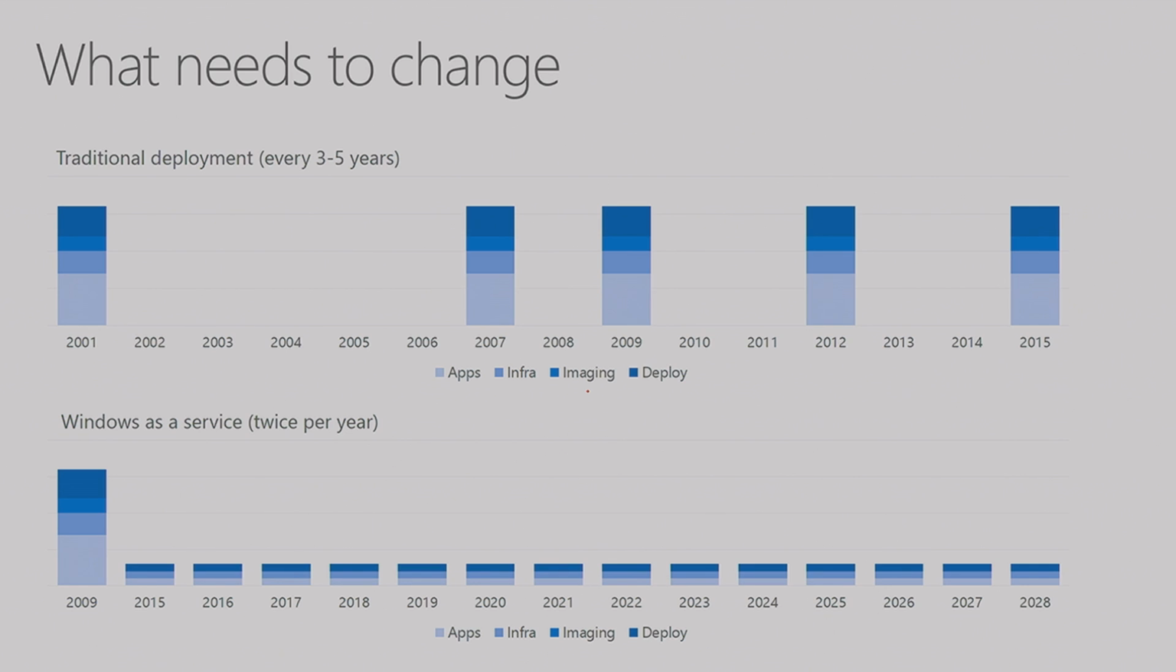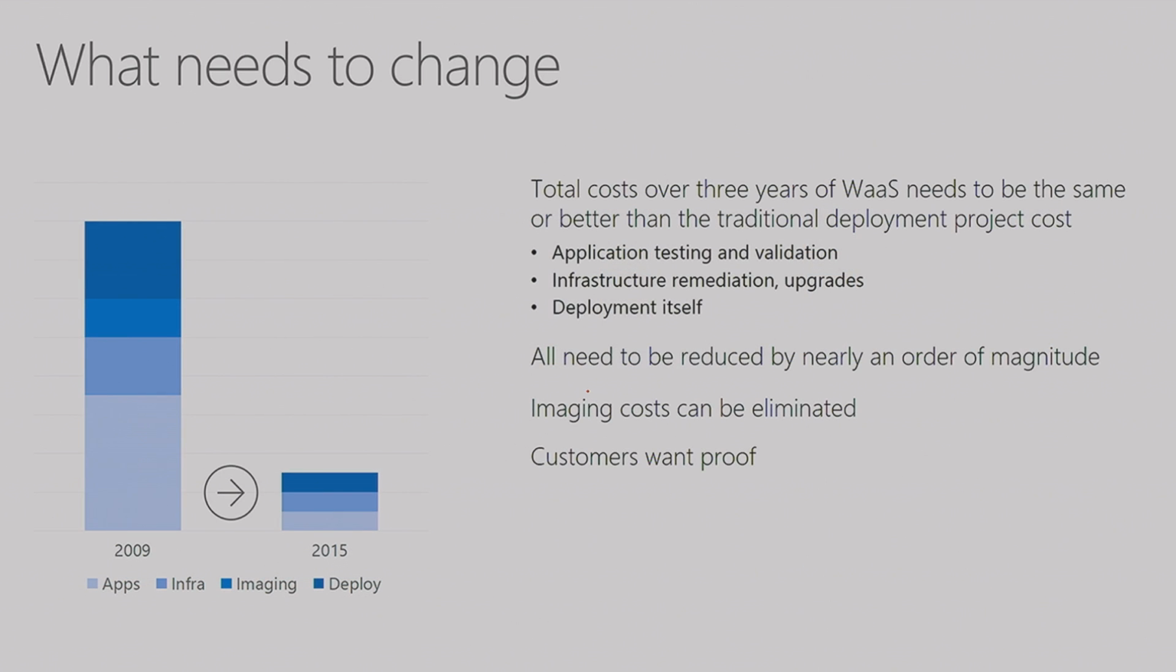When we look at this, comparing 2 of those, going from the traditional project to the current Windows as a Service model, we want to eliminate the imaging expense. You don't really need to use a golden image to move to the latest feature update. You're just going to deploy it using an upgrade process, using the in-place upgrade engine that we built. As a result, the deployment process is simpler, the image need is eliminated.